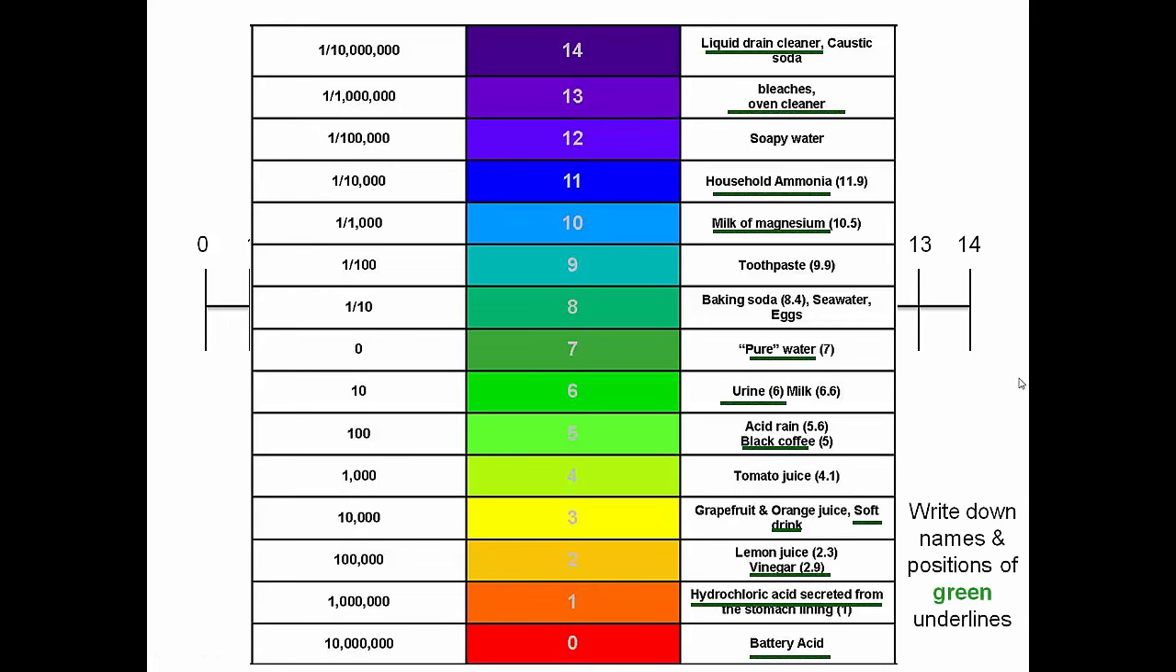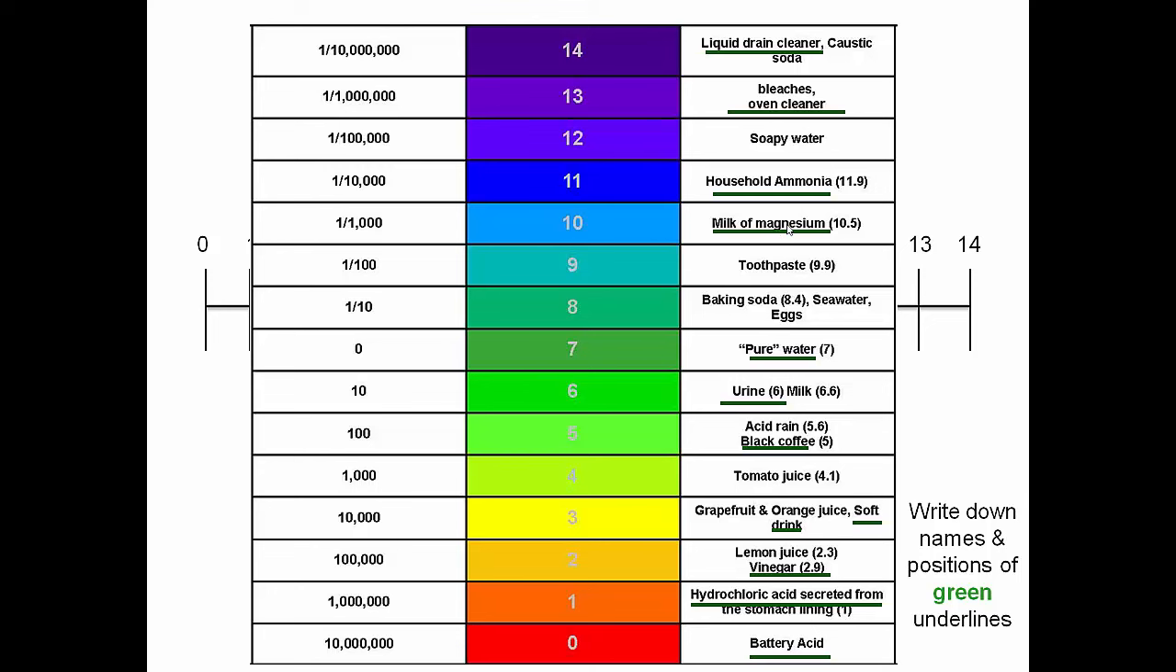I would like you to write down the ones that I've got a green line next to. Write down battery acid, and hydrochloric acid, which is the stuff that's actually in your stomach lining, and why you can get an ulcer and a perforated ulcer, because your stomach is very acidic. Vinegar, which you can find in your households, is around a 3. Soft drinks are a 3. Black coffee a 5. Urine is really close to the pH of water. It's got a little bit of material in it which makes it a little bit more acidic.